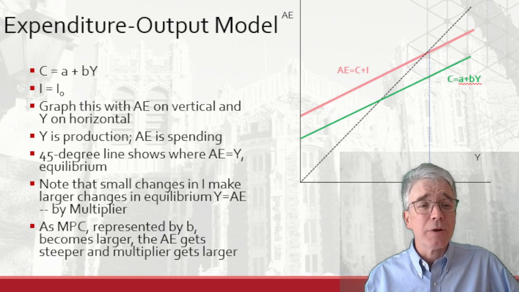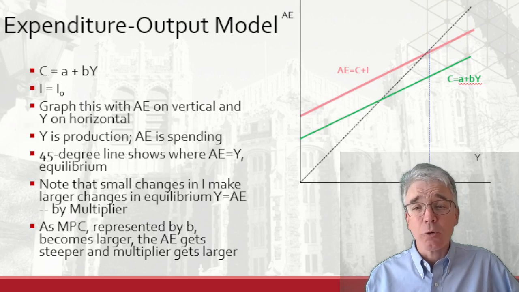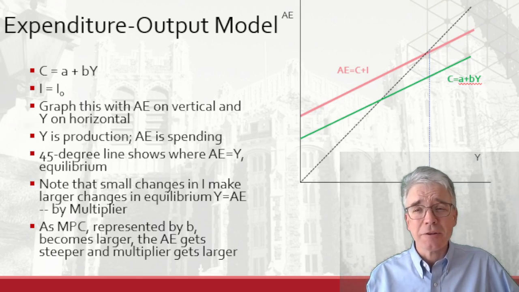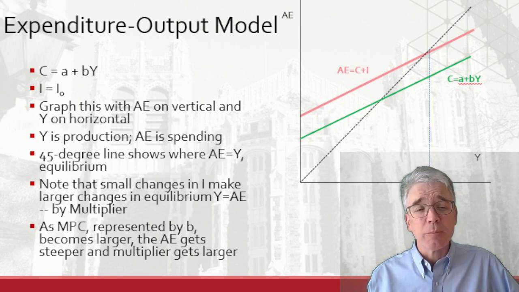We want to graph this, and we put aggregate expenditure on the vertical axis and Y on the horizontal axis. Y is the production, aggregate expenditure is the spending. In equilibrium, aggregate expenditure has to equal Y, which is just another way of saying supply has to equal demand in equilibrium. That happens in this graph on the 45-degree line, where the horizontal axis value equals the vertical axis value. The green line there is C equals A plus BY. The red line is aggregate expenditure, which is C plus I. So it's a parallel shift upward. The equilibrium value is going to be where that red line intersects the 45-degree line, the dotted line. That will be the equilibrium value of output.